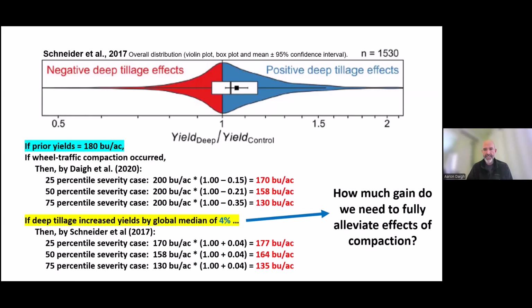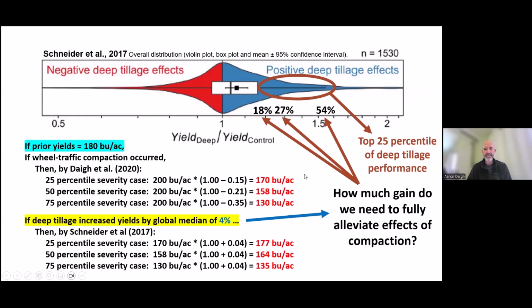So what do we really need to reach the full alleviation effects of these? We need to be in this really 18 to 54% gains. We need to be in the top 25th percentile of deep tillage performance. And everyone likes to think that they're in that percentile, but for every four folks, three of them are going to be disappointed.